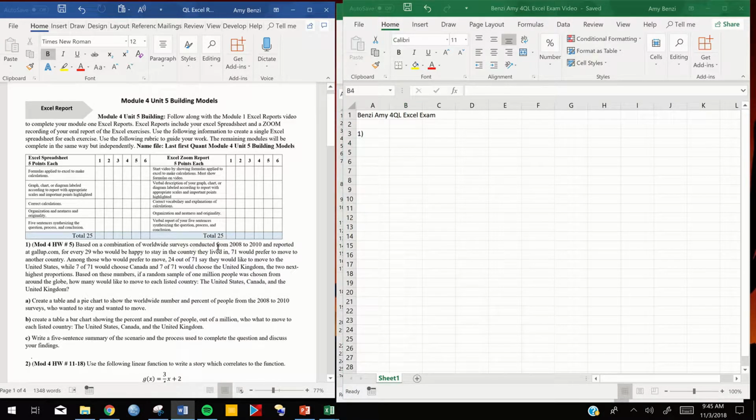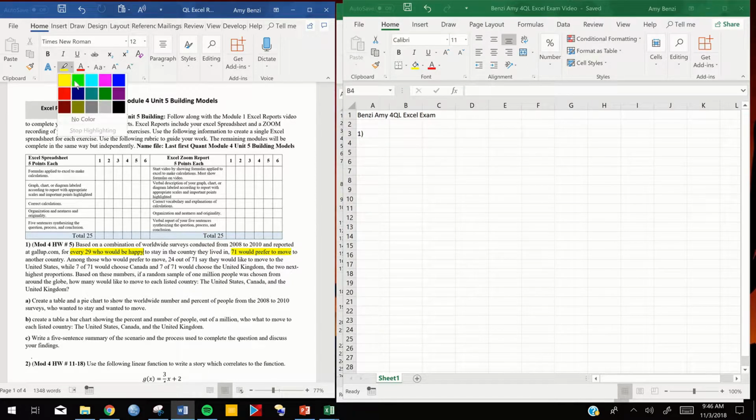So we took a survey to find out how many people were happy to stay where they lived, or who wanted to move. They preferred to move out of the country. So it says that we had 29 people. For every 29 people who were happy, we had 71 who wanted to move to another country.